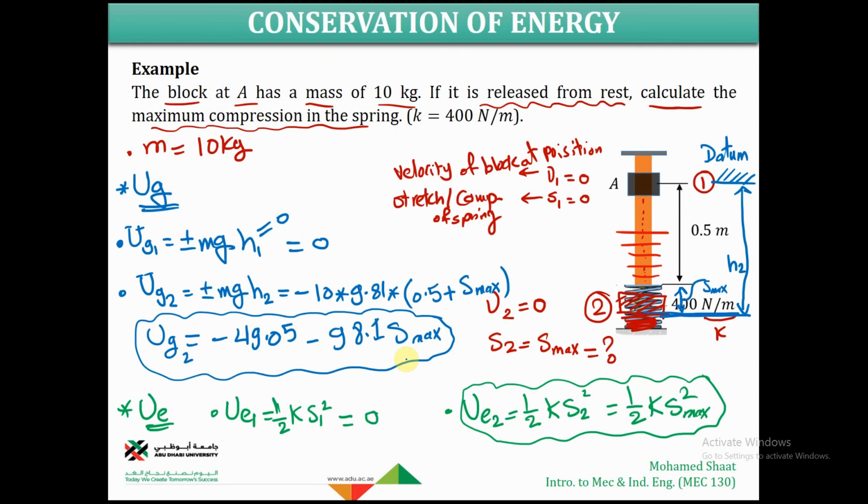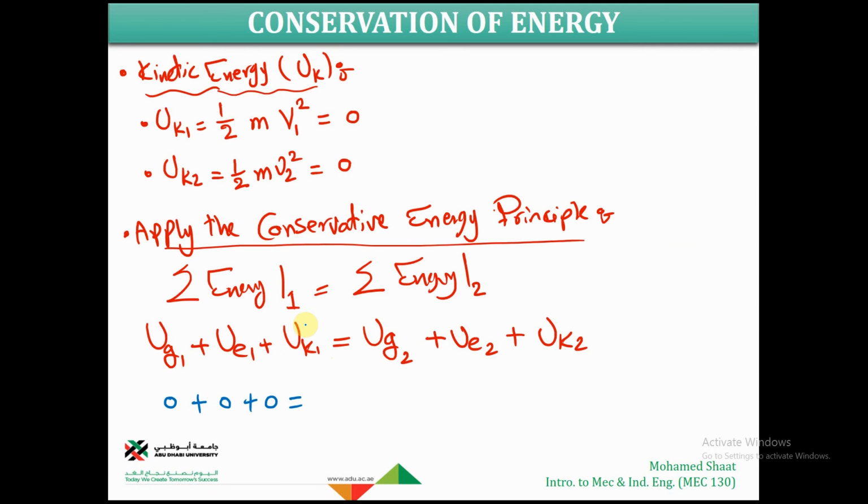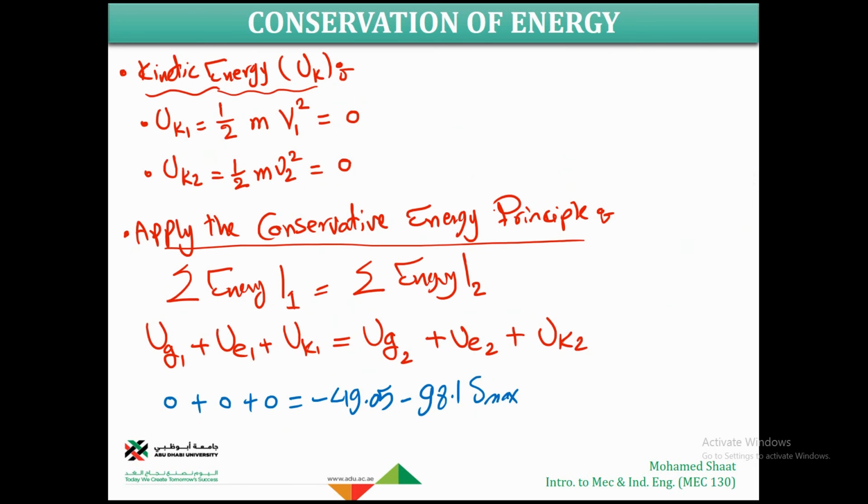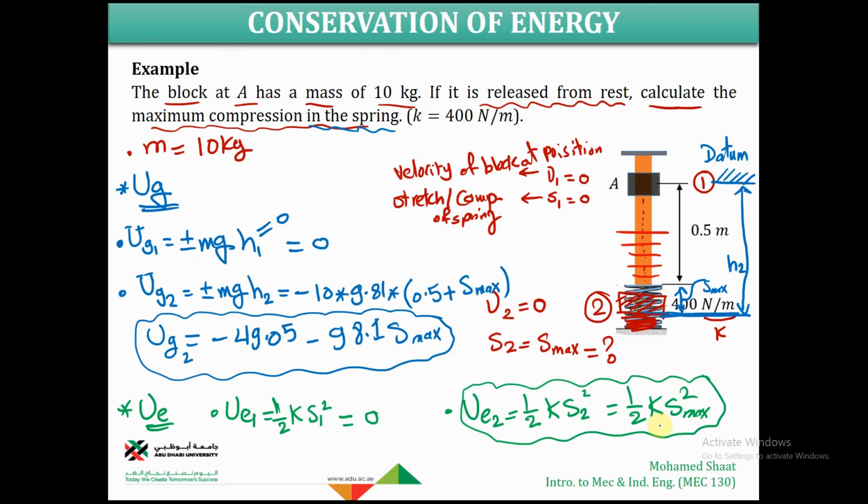The right side, the gravitational energy at position 2, was equal to negative 49.05, negative 98.1 times S maximum. This is the maximum compression in the spring. Remember that we require how much this maximum compression in the spring is. It is unknown. Plus this is the gravitational energy. The elastic energy was half K times S maximum squared. K was given to us as 400.